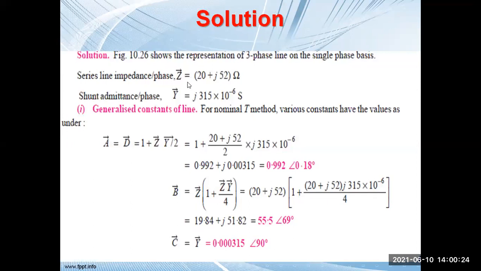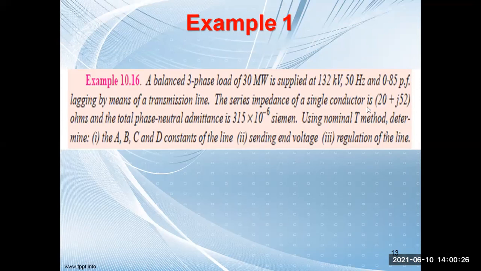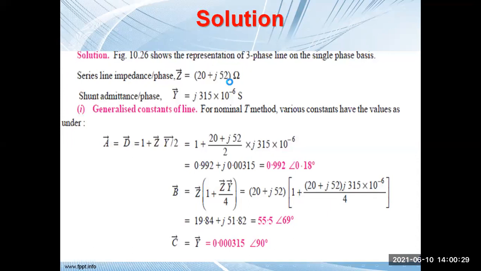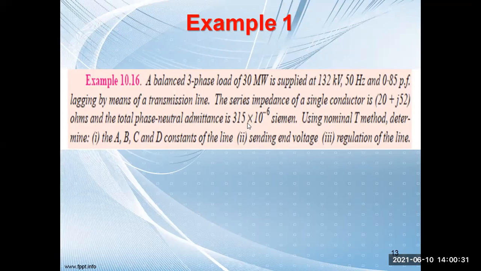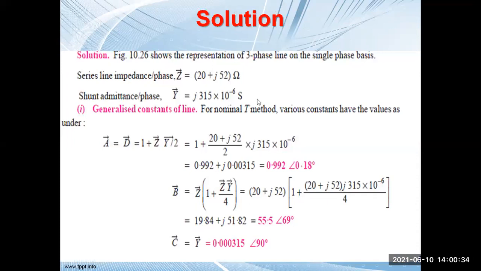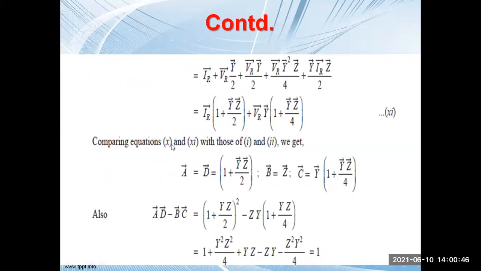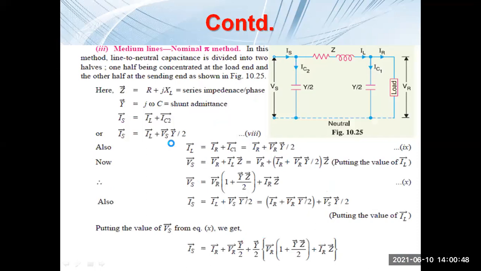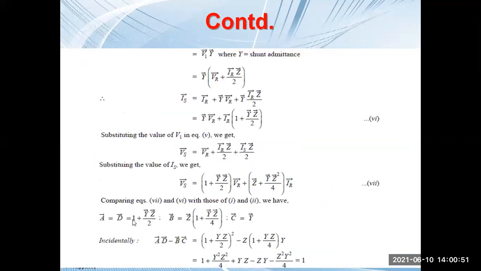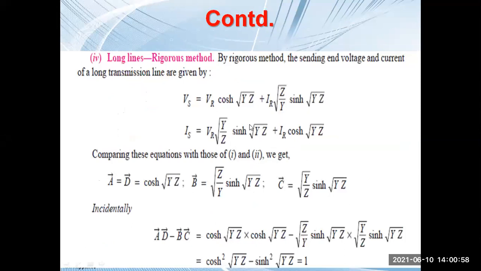So what we'll do, the Z and Y parameters are given. What is Z? It is 20 plus j52. Y is 315 into 10 to the power minus 6. So these parameters are known to us. Now, nominal T method, A equal to D equal to 1 plus YZ by 2. This we have already derived. I will show you. If it is asked in the question, you will just derive it. So A equal to D equal to 1 plus YZ by 2. This is the formula. Whatever we have derived, we will use in this problem.